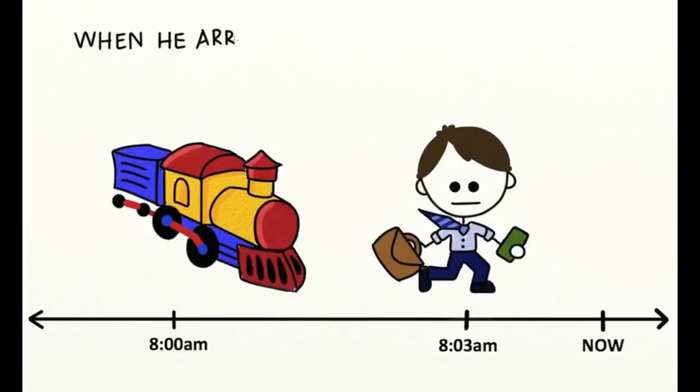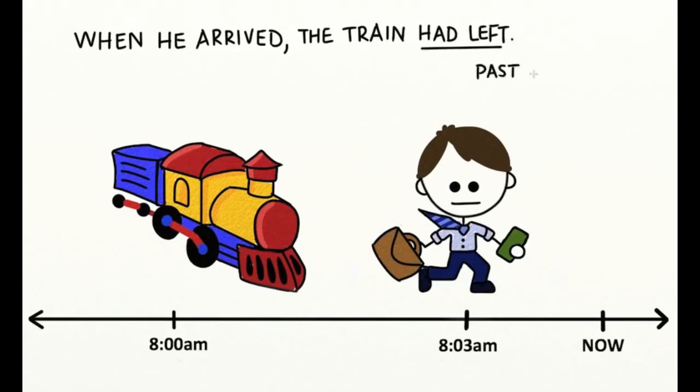But if we say, when he arrived, the train had left, this means that the train left first, and then he arrived. So, he missed the train.